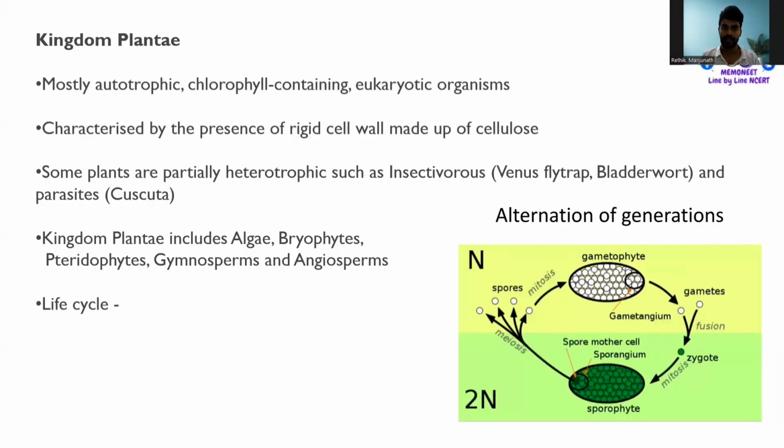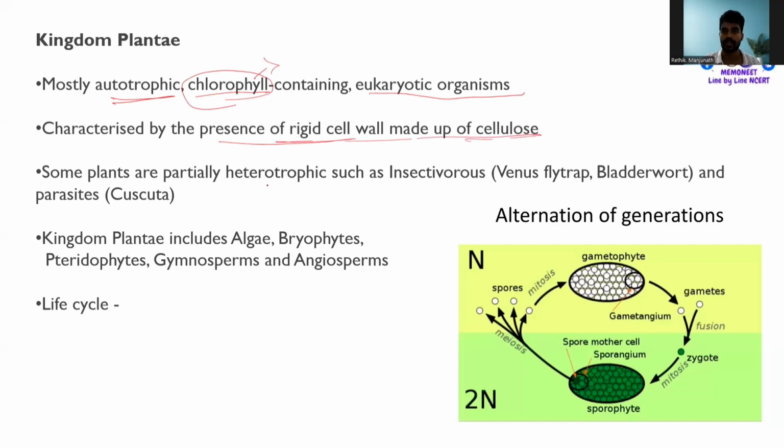The next kingdom is kingdom Plantae. In the kingdom Plantae, most of them are autotrophic in nature and contain chlorophyll. Chlorophyll is responsible for photosynthesis, that is, preparing their own food. And most of them are eukaryotic organisms. The major characteristic is the presence of a rigid cell wall, which is made up of cellulose.